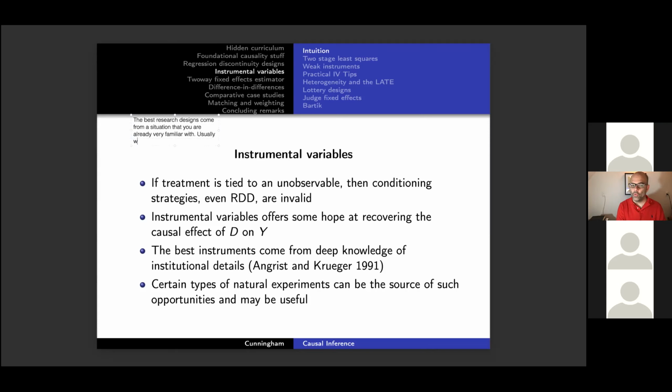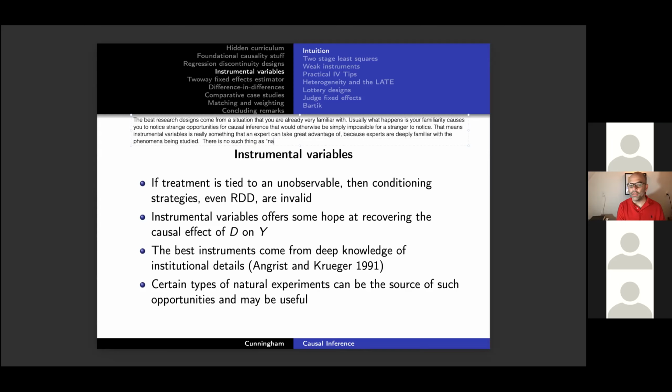Usually what happens is your familiarity causes you to notice strange opportunities for causal inference that would otherwise be simply impossible for a stranger to notice. That means instrumental variables is really something that an expert can take great advantage of, because experts are deeply familiar with the phenomena being studied.